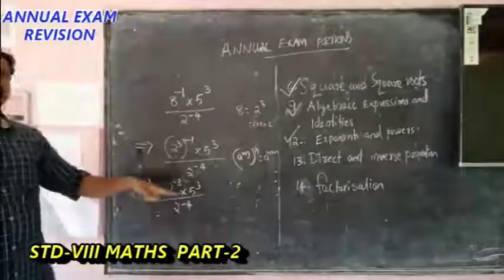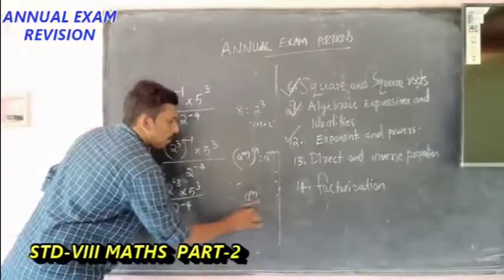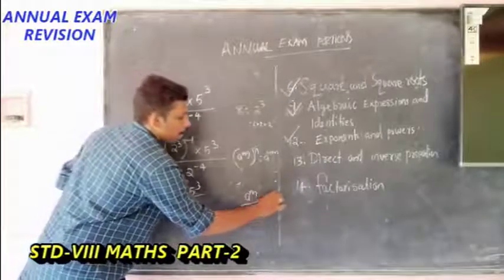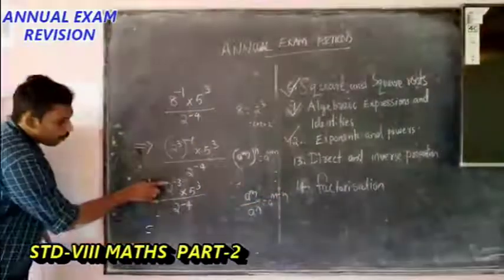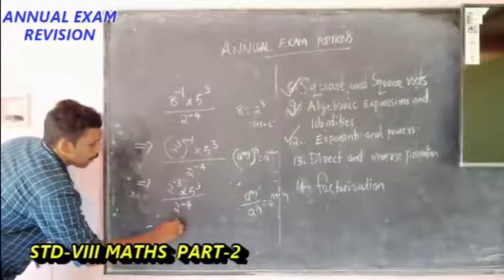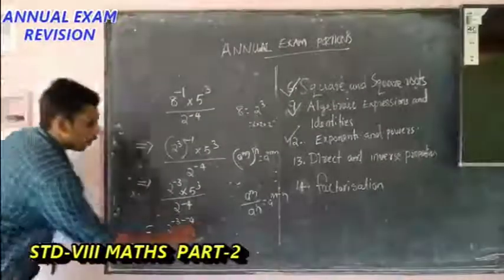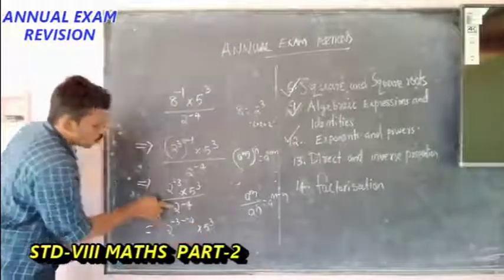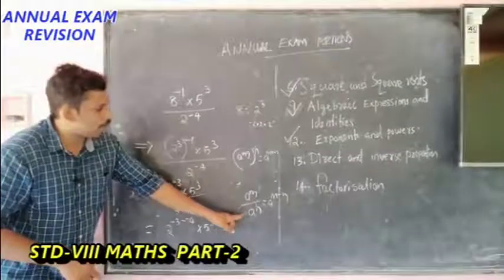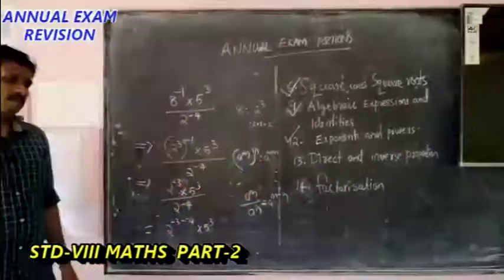Another law of exponents: a power m divided by a power n, where the bases are the same, is a power m minus n. So 2 power minus 3 divided by 2 power minus 4 I can write as 2 power minus 3 minus minus 4. Minus 4 becomes plus 4, into 5 power 3. That means a power m divided by a power n is equal to a power m minus n.